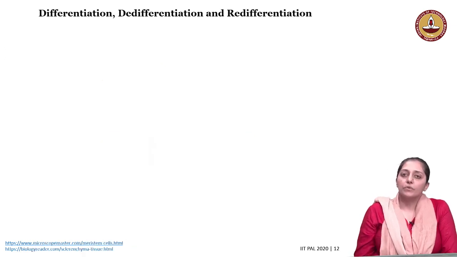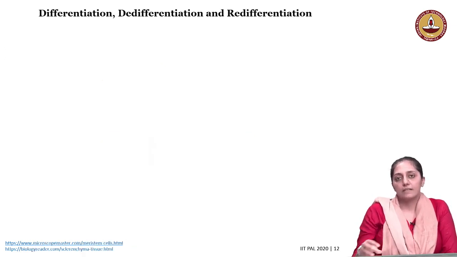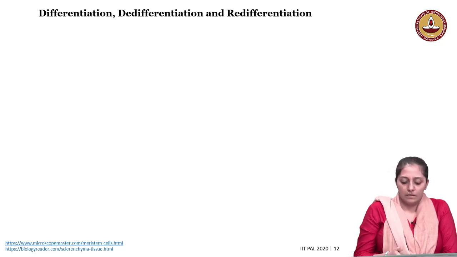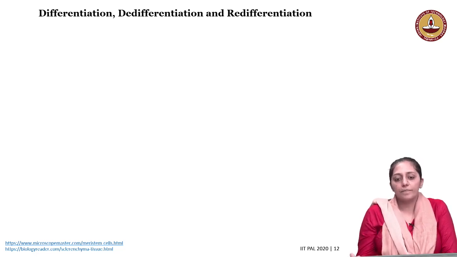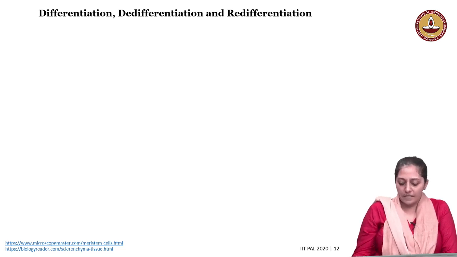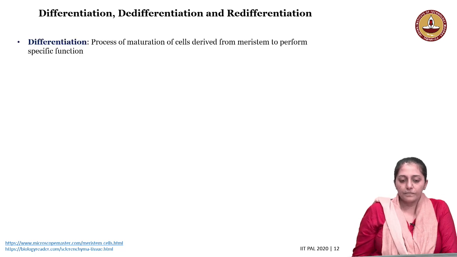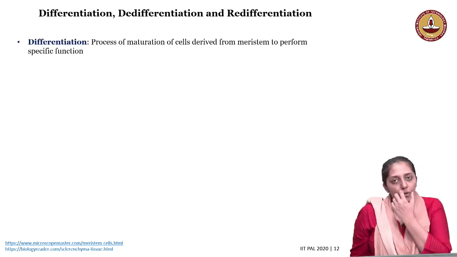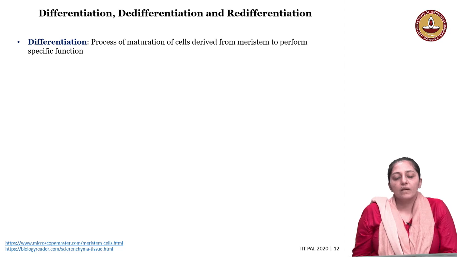Now, what happens during plant growth in the cells? The change in the growth or the development of the plant is governed by three phenomena happening at the cellular level, which is differentiation, then dedifferentiation and again redifferentiation. Now, let us talk about these three processes.